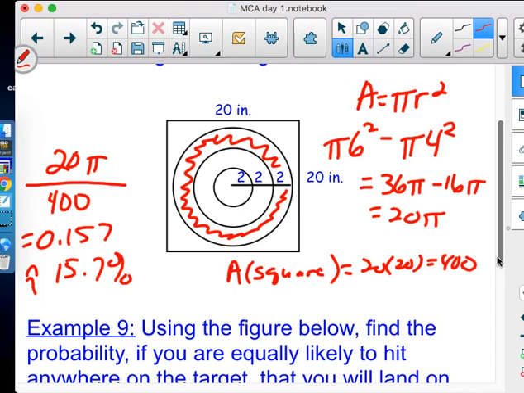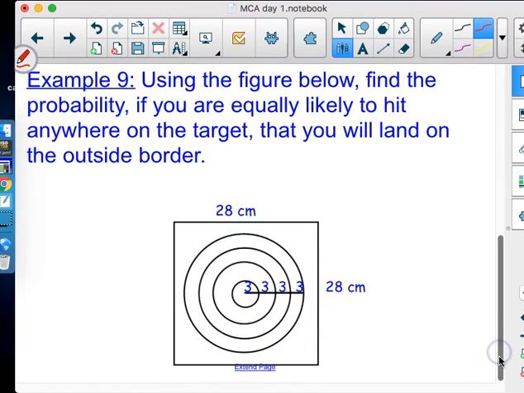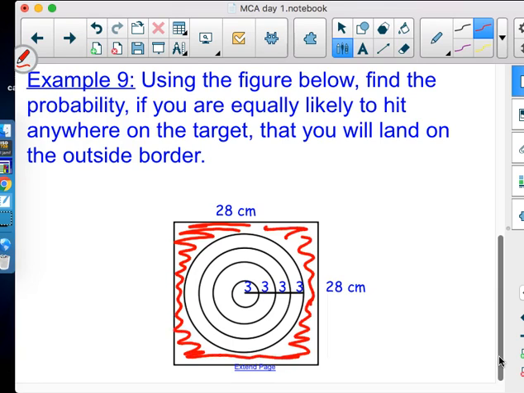Now, what's more likely? I haven't played darts in a long, long time. Down here it says, using the figure below, find the probability if you're equally likely to hit anywhere on the target that you're going to land on the outside border. This stuff right here. Yeah, if you haven't been playing darts regularly, that's probably where things are going to land. So now we kind of have to use our donut example to figure out what the area of that shape is, because this is not any shape we know. I mean, one of the edges is straight, but the others are circles.